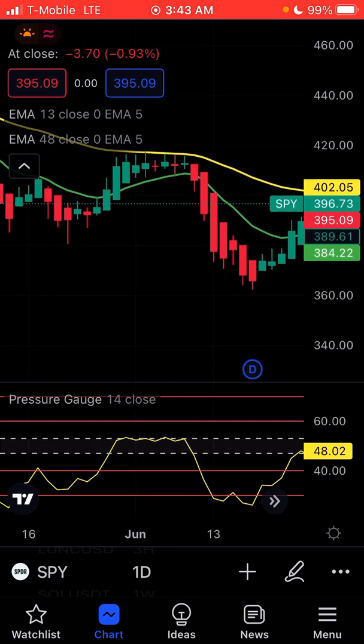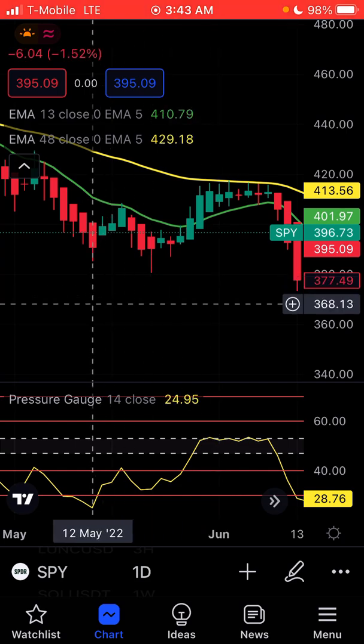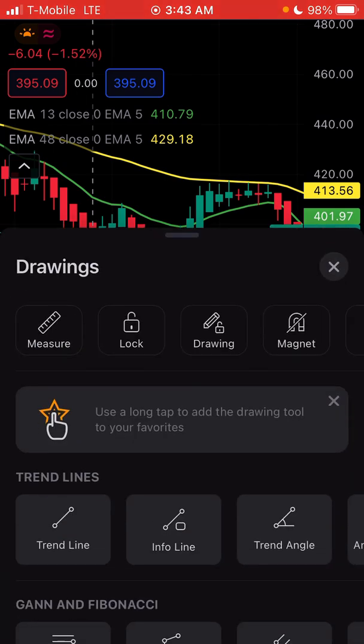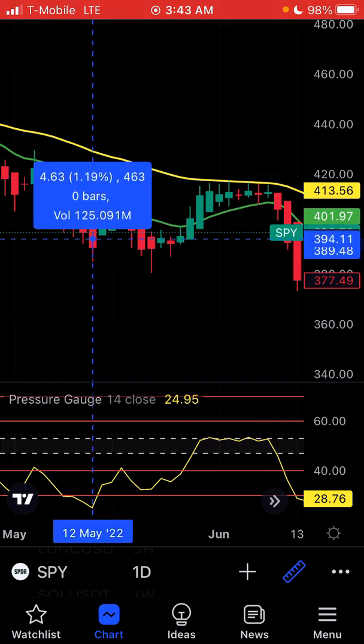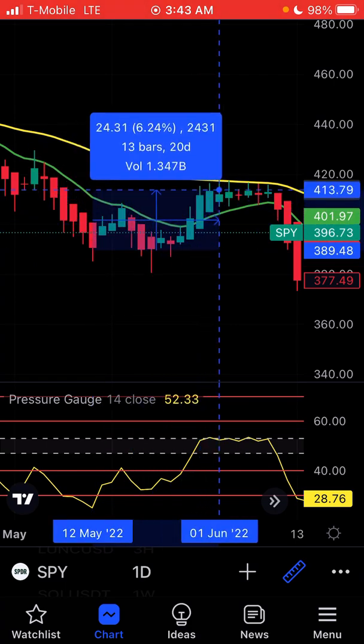So let's look at a couple other points. Let's look right down here. Here's another good entry point. Now from this point, I would enter my call just a little bit lower, but these are gains right here. The first thing you do, load your EMAs, and then look at the pressure gauge line, and you just ride it out, and then you're pretty much in profit.